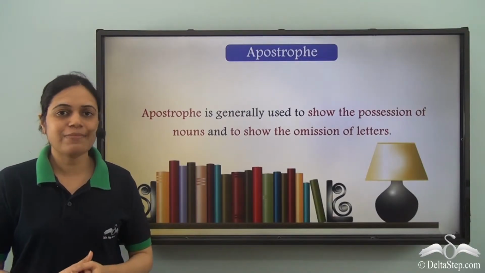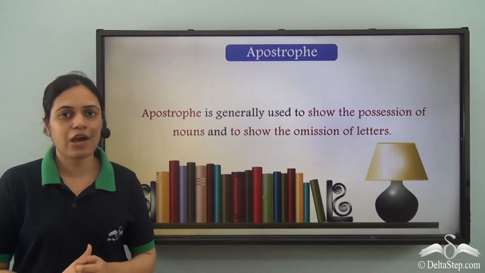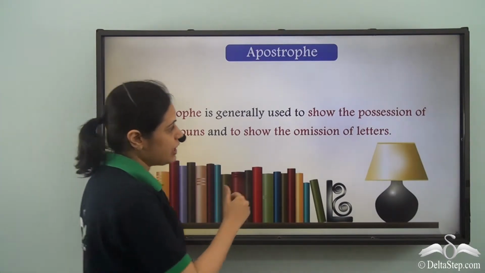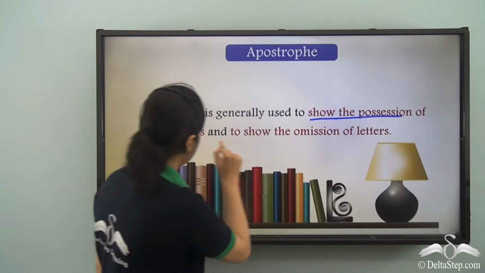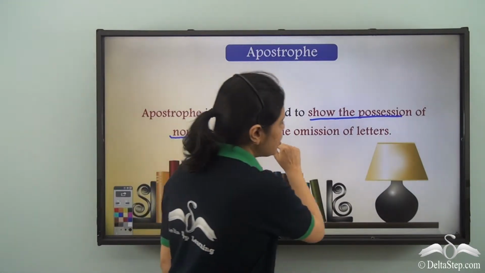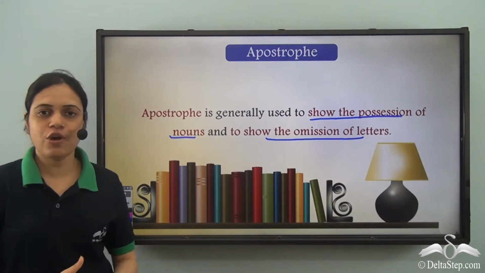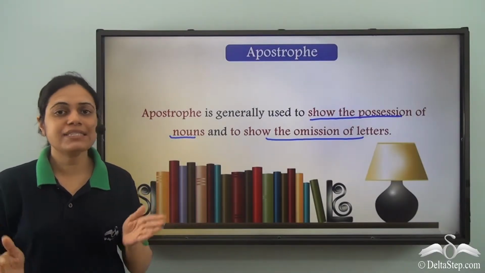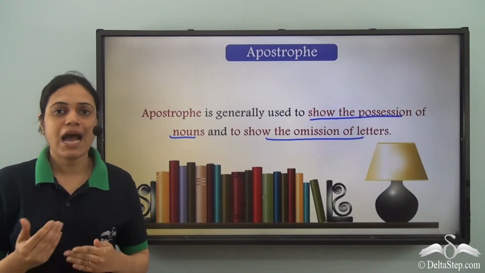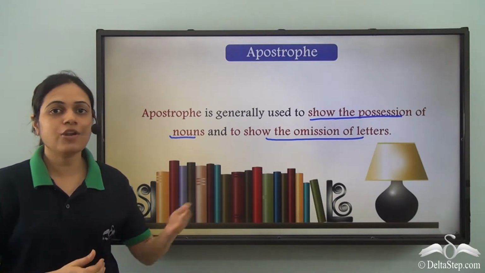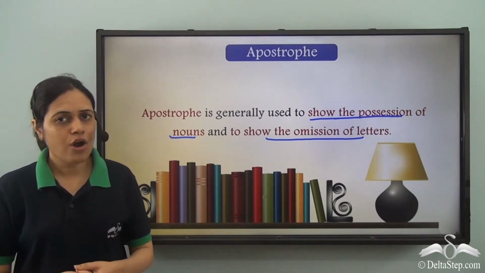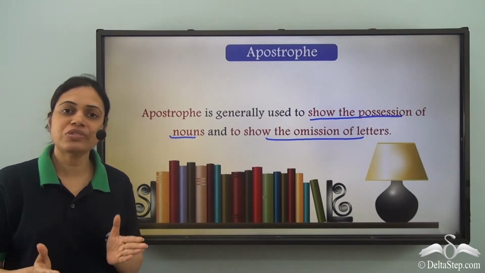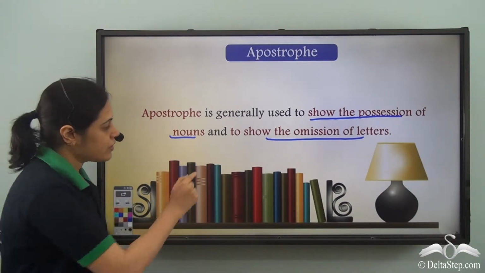We have learned about the important punctuation mark called apostrophe. Apostrophe is generally used to show the possession of nouns and to show the omission of letters. So apostrophe basically makes a sentence shorter, either by helping in omission of letters or by showing possession. In that case, it reduces certain words.